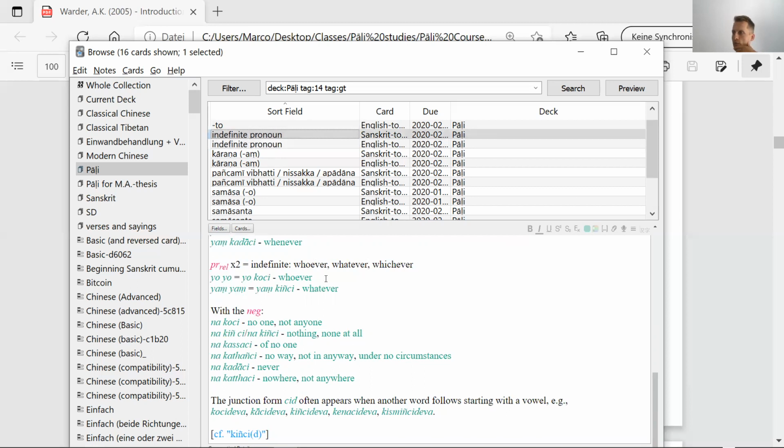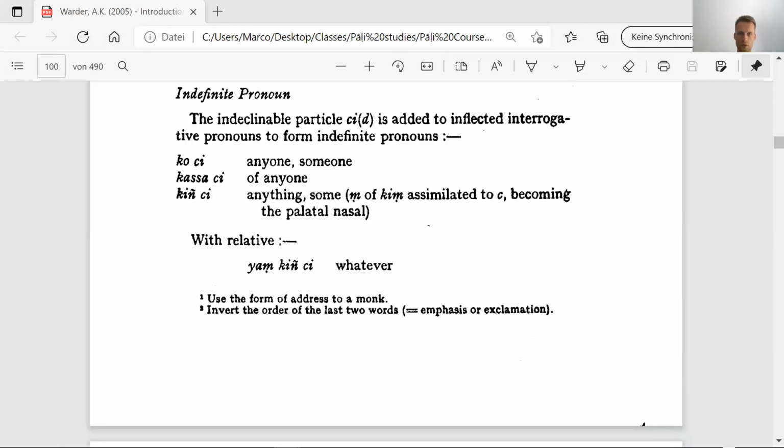The junction form chit often appears when another word follows, starting with a vowel. For example, when the word eva follows, then we have kochit eva, kachit eva, kinchit eva, kenachit eva, kisminchit eva. This is as regards the indefinite pronoun.